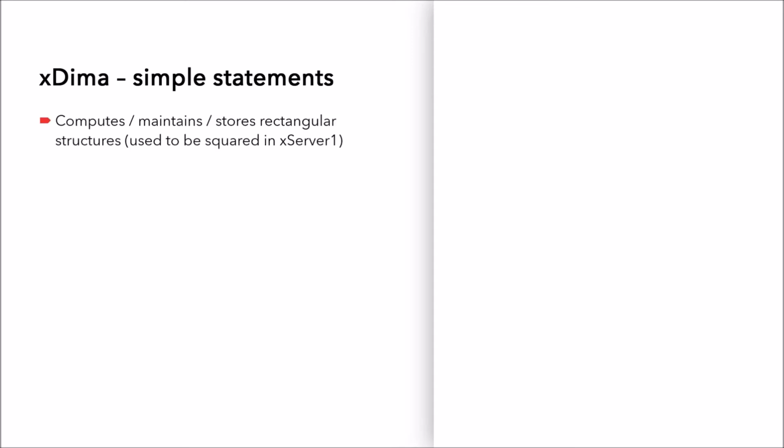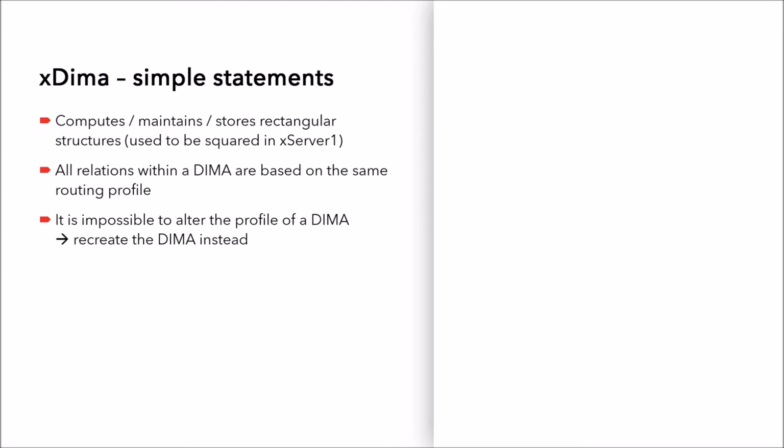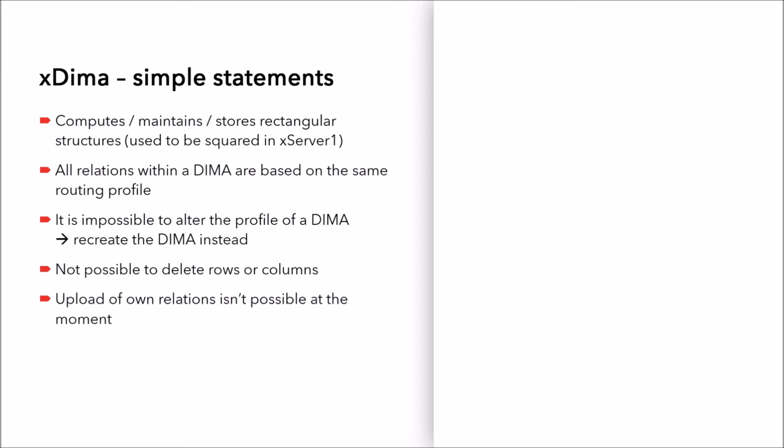Keep in mind, the structure doesn't have to be square. It could also be just rectangular. Keep in mind that all relations within a distance matrix will be based on the same routing profile. If you want to change the routing profile, you have to delete and recreate the distance matrix. It is not possible to change the profile of a distance matrix. It is not possible to delete single rows or columns of a distance matrix. And at the moment, it is not possible to upload your own relation KPIs into a distance matrix.